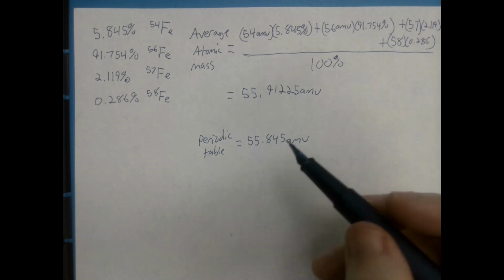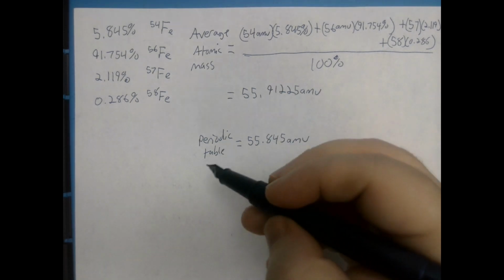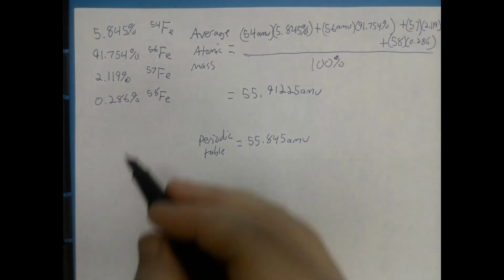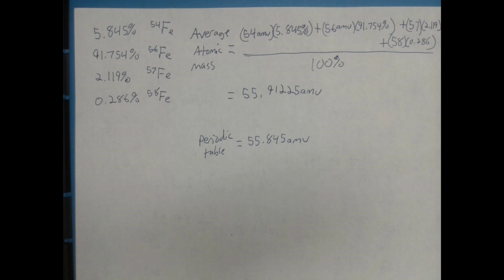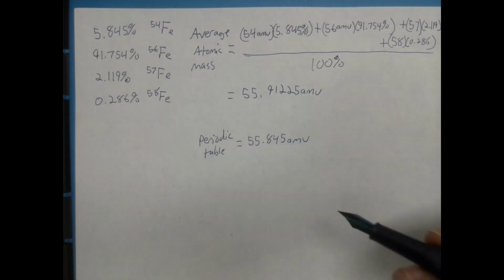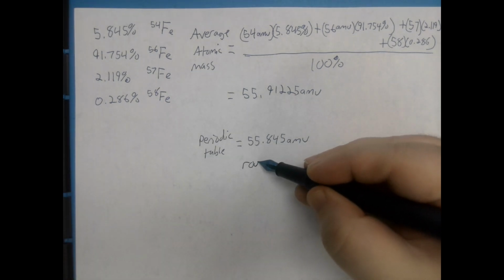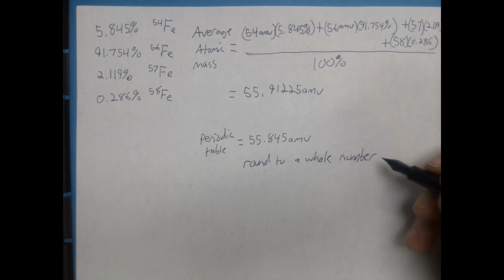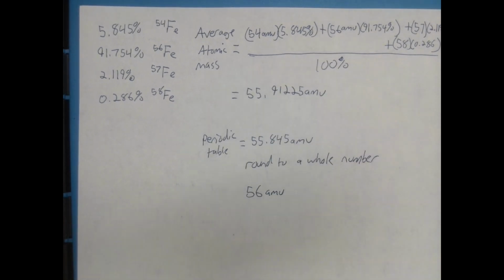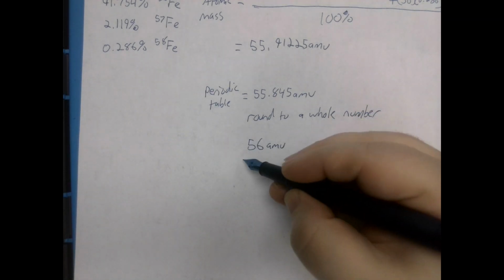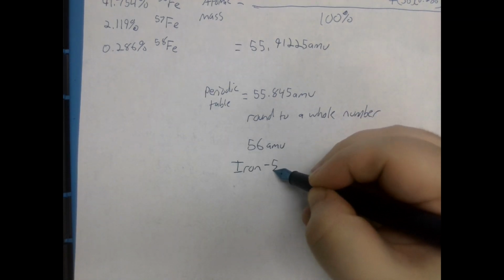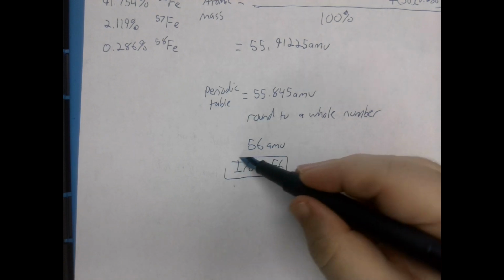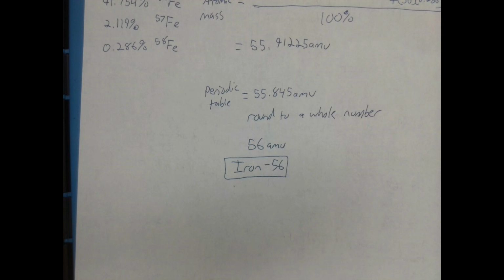If we were to round this number, for almost all the atoms, that tells us what is the number 1 atom, or isotope. If we were to look at the periodic table and round it to a whole number, that would be 56 AMUs. So that tells us that iron-56 is the most common isotope. Does that make sense? This does not work on every single one.